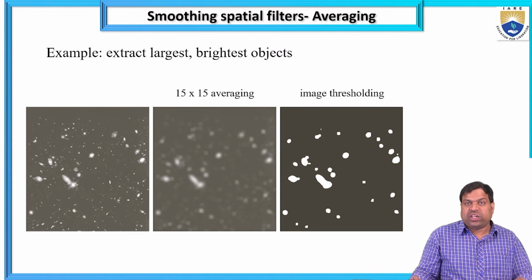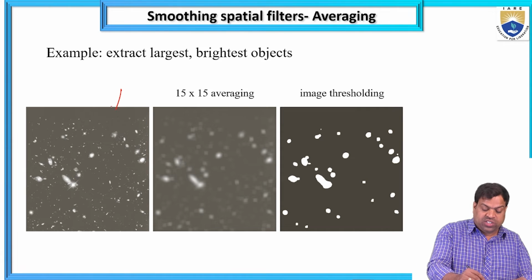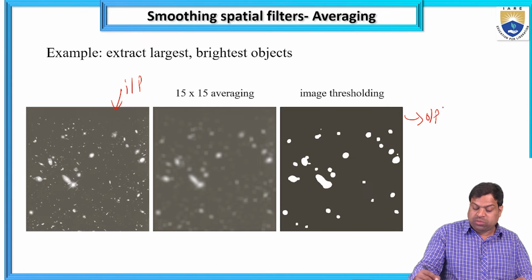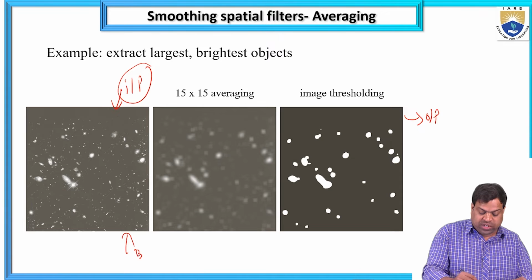So another example of extracting the largest or brightest objects. It is a 15 by 15 averaging with image thresholding. Okay, so it is the input image. It is the output image. So the input image is there. What is the problem means here? Brightness.